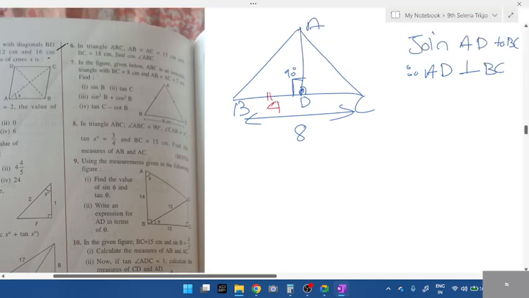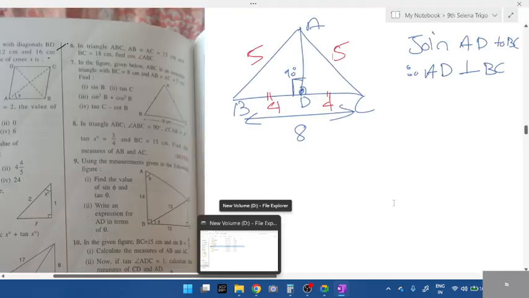If the entire value is 8, what about BD and DC, students? Each will be 4 centimeter. What about BC is given? AB and AC is how much? Respond. How much is AB and AC? 5 centimeters, right?